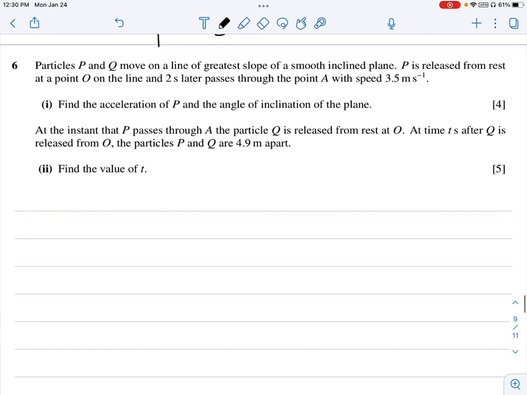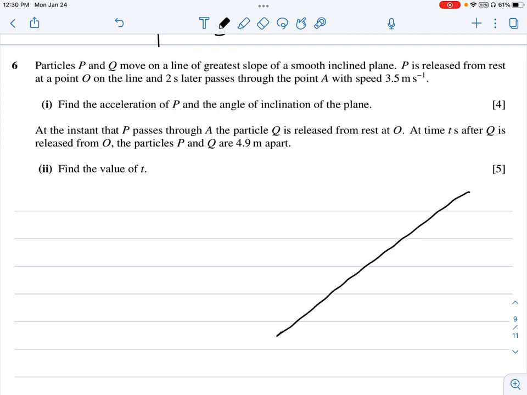Coming to the sixth question, the particles P and Q move on a line of greatest slope of a smooth inclined plane. P is released from rest at a point O on the line and 2 seconds later it passes through point A with a speed of 3.5 meters per second. Find the acceleration of P and the angle of inclination of the plane.